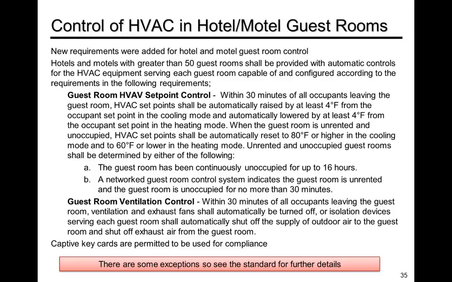This means a lot of hotels will now have to have variable ventilation control and dedicated outdoor systems that are capable of variable control. A lot of it's based on controlling it from central control centers, and hotel locks and securities are rapidly changing. So a lot of that's very capable now, but you can still do the captive key card as an alternative. And there are some exceptions to this. Take a look at that, get familiar with it, but that's now one of the new requirements for hotel, motel, guest rooms. Next slide.